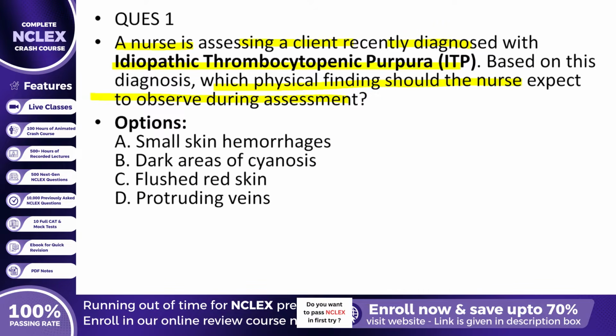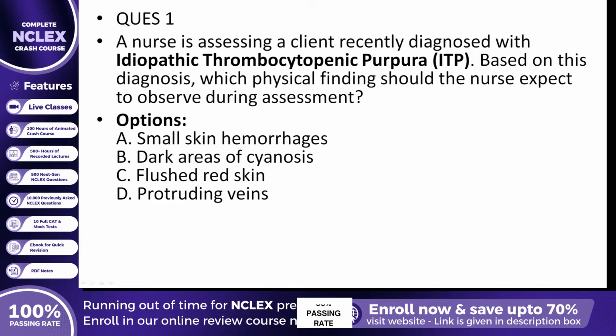Option A is small skin hemorrhages. Option B refers to dark areas of. Option C states flushed red skin. And option D mentions protruding veins. The correct answer is option A, small skin hemorrhages.